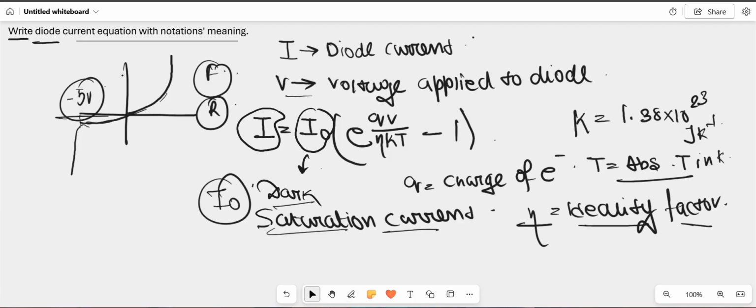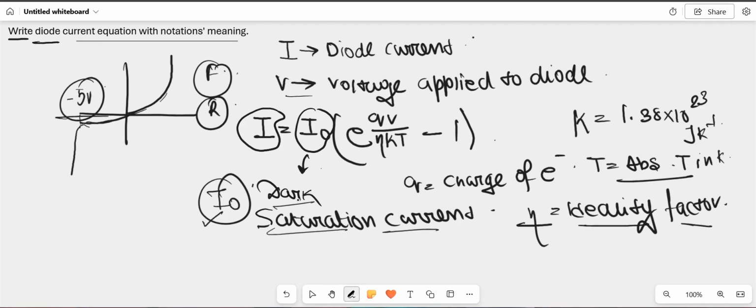The next factor is eta. One thing we need to know is that this I naught increases with a high recombination rate, and it varies directly with the temperature and inversely with the material quality. And eta is the ideality factor, which indicates the ideality of the diode.